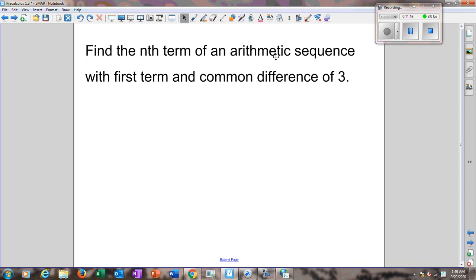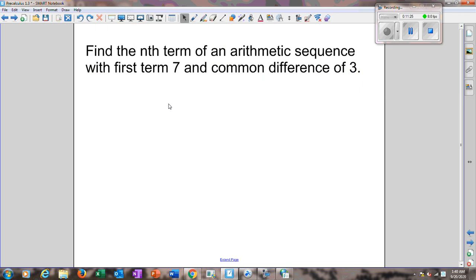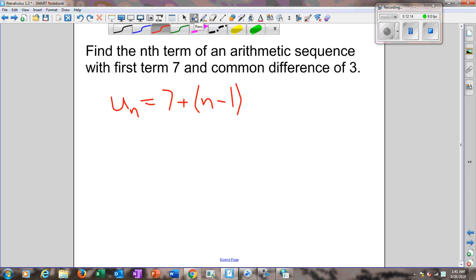Find the nth term of an arithmetic sequence with first term, and I'm supposed to have a number here, so I'll start with 7, and a common difference of 3. So when I write this out, it's going to be u sub n equals the first term, 7, plus, and then we do parentheses, n minus 1, times the common difference, which is 3. We can do better than that. So 7 plus n minus 1 times 3.